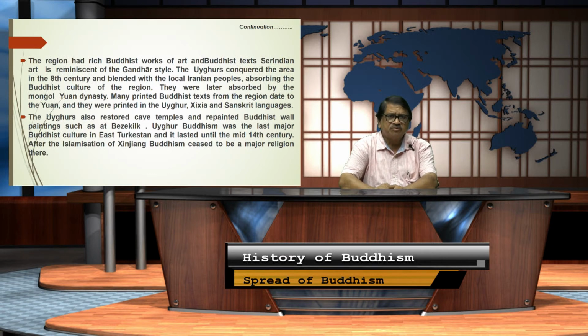Uyghur Buddhism was the last major Buddhist culture in eastern Turkestan, and it lasted until the mid-14th century. After the Islamization of Xinjiang, Buddhism ceased to be a major religion in the area. Otherwise, Buddhism would have come to this part of the world much earlier.